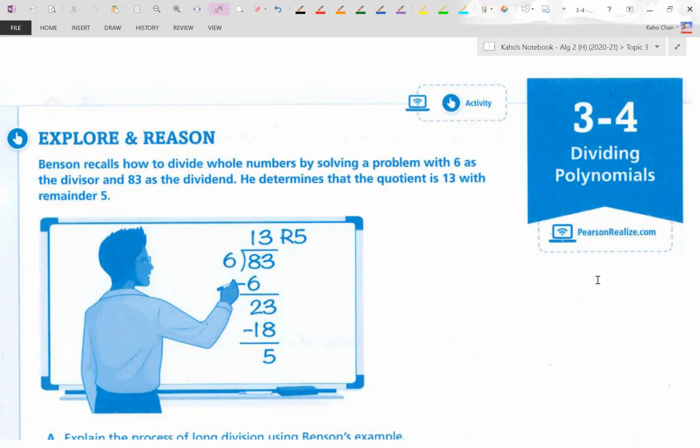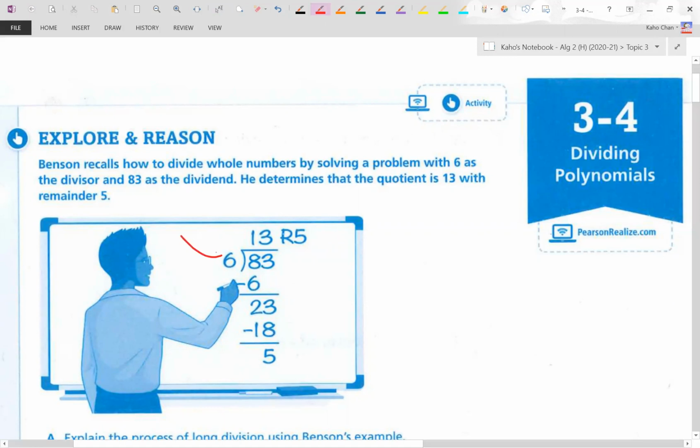3-4, Dividing Polynomials. Grab your student companion note taker and turn to page 73. Here we go. Benson recalls how to divide whole numbers by solving a problem with 6 as the divisor and 83 as the dividend. He determines that the quotient is 13 with remainder 5. Let's go ahead and highlight those in this particular page.